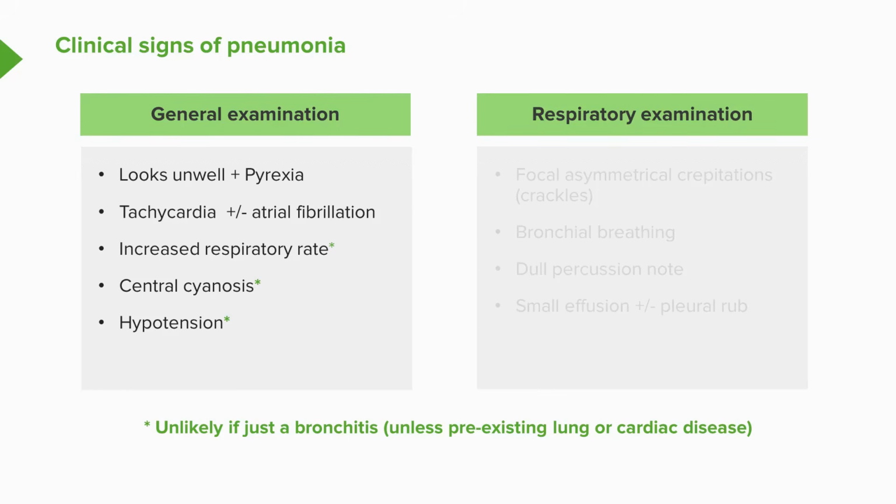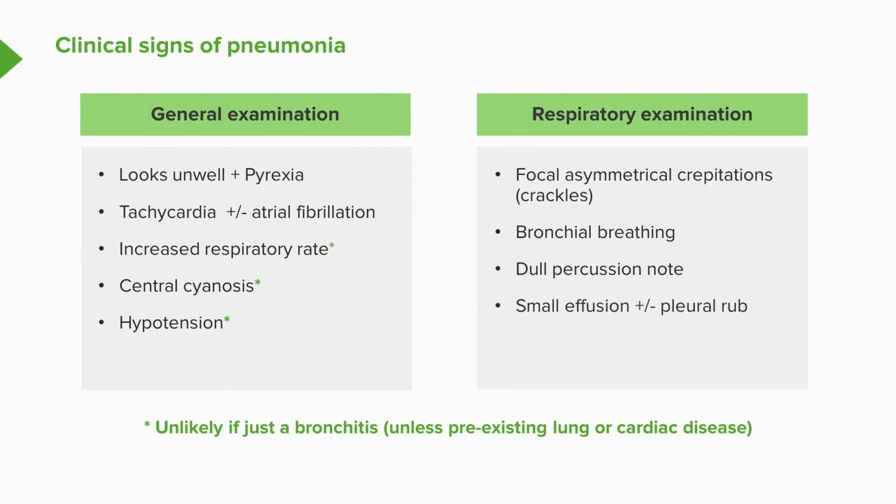When you listen to the lung, we've already mentioned the signs, which essentially is focal asymmetrical crackles, crepitations over the areas of consolidation. If it's really dense consolidation, it'll be dull to percussion, and there'll be bronchial breathing as well. And about 1/3 of patients with pneumonia will have a small effusion, and some of those will have a pleural rub. So if somebody presents with pleuritic chest pain because of the pneumonia, the pleurisy, it's quite likely that there'll be a pleural rub over the area where they feel the pain.